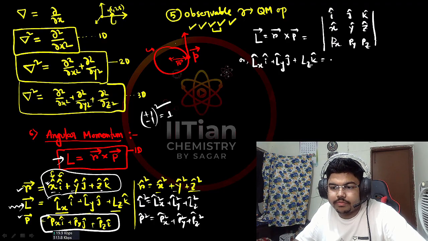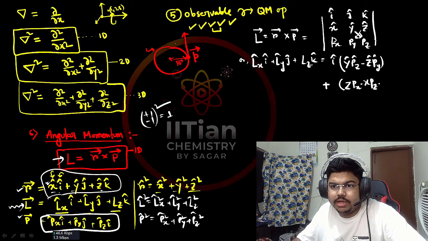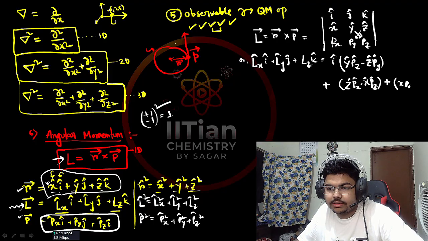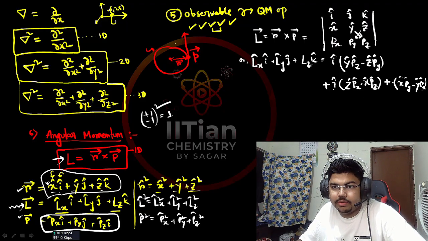So this will be I cap into ypz minus zpy, plus zpx minus xpz. If you are not able to understand this, just read from YouTube or Google how three-dimensional vectors are multiplied. You will get it. That's easy. Zpx minus xpz plus xpy minus ypx. Okay, this will be j cap and this will be k cap.